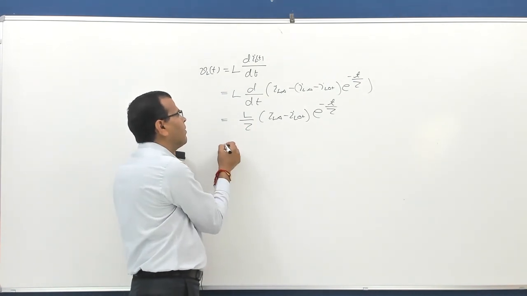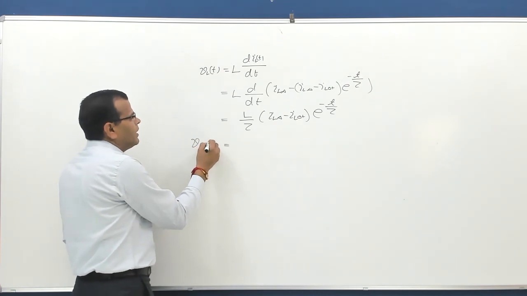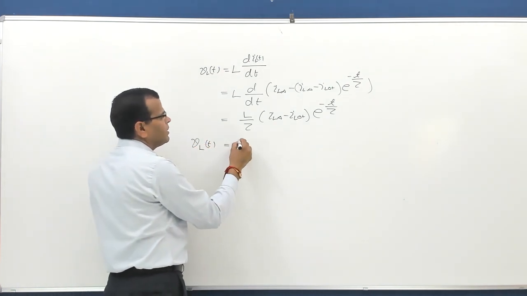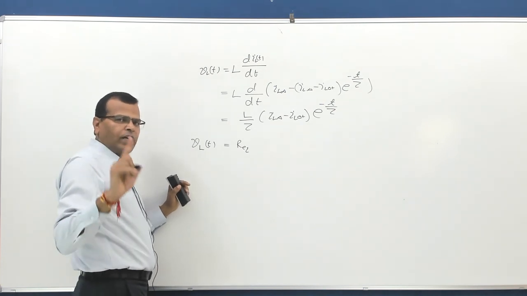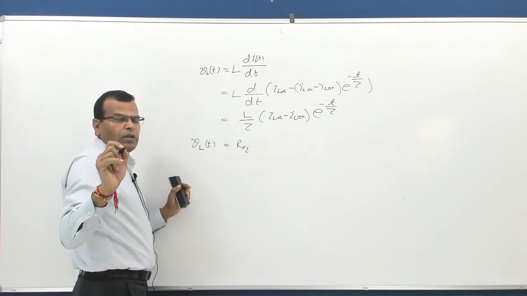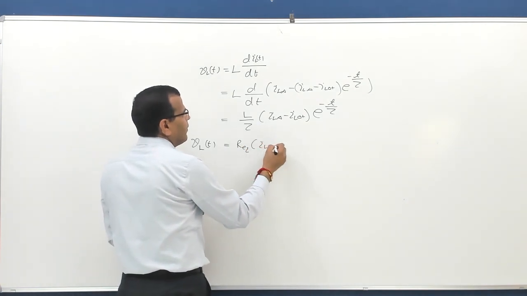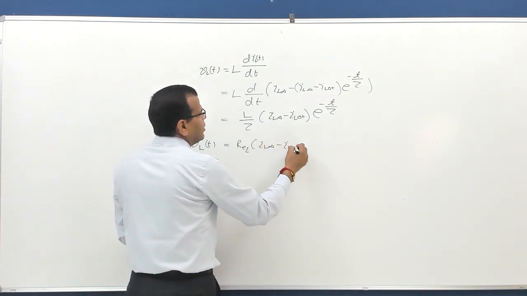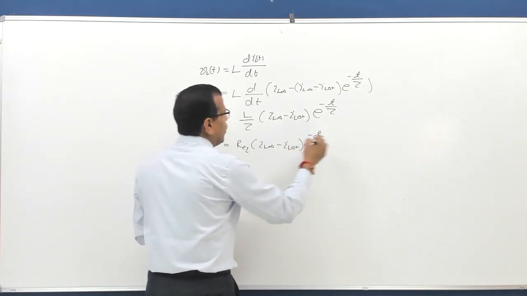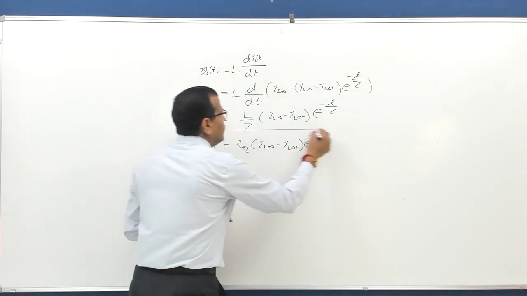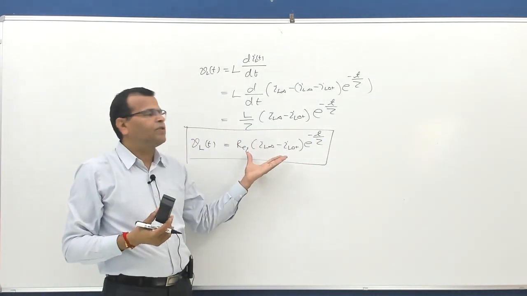That is nothing but L by R equivalent. So voltage across the inductor for t greater than 0 will be simply R equivalent, and you know what is R equivalent? That is Thevenin's equivalent resistance seen across the terminals of inductor. So R equivalent into (IL infinity minus IL 0 plus) e raised to power minus t by tau. So you can find out the voltage across inductor by simply using this formula.